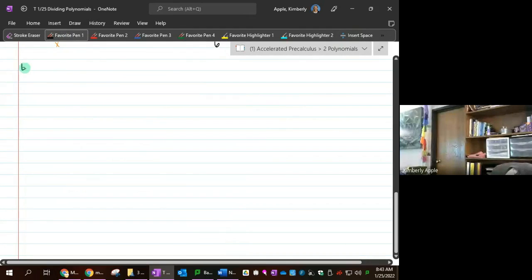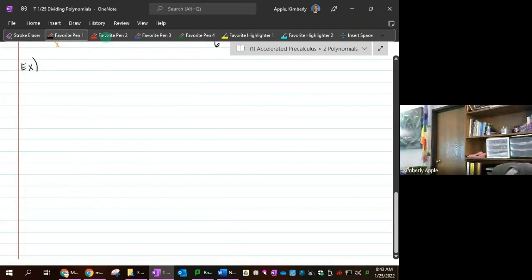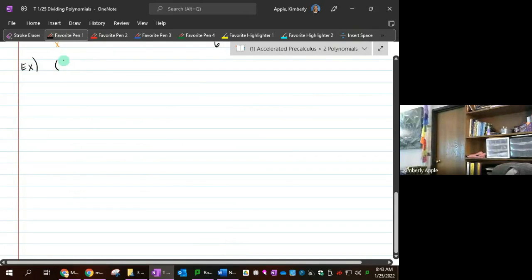All right. Let's do one that has a hole in it. So this one is x to the third power minus 20x minus 5, divided by x plus 4. Okay. Whenever you are working with these, they have to be in standard form, and if you're missing powers, you have to put a placeholder in. So this one's going to be written like this.